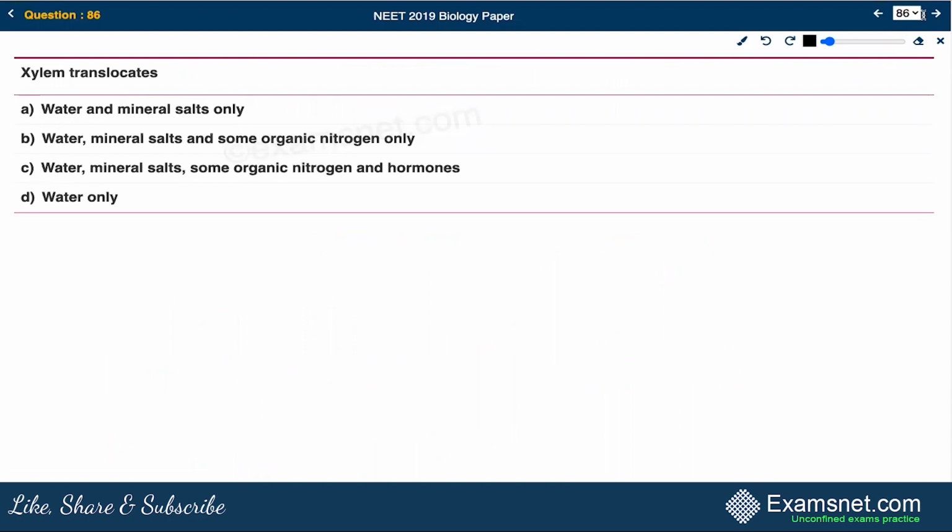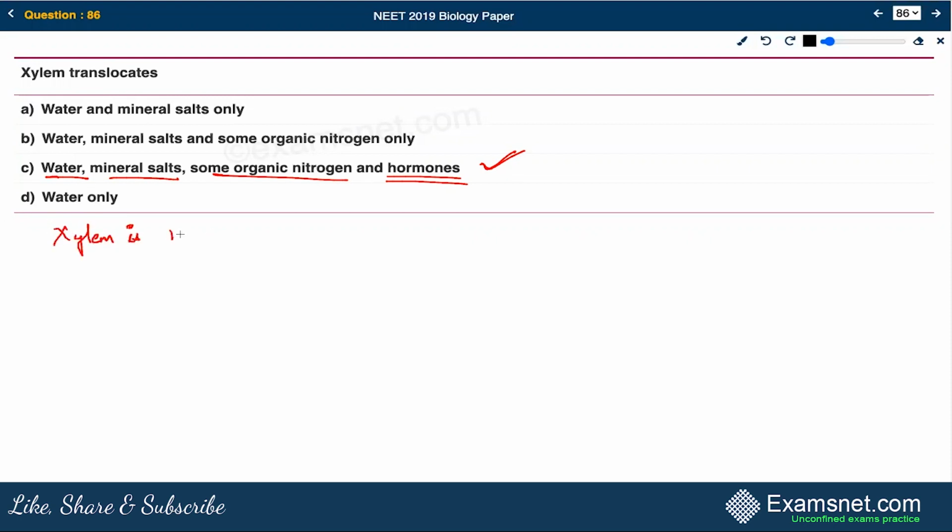Let's move on to the next question, which is question number 86. Now, question number 86 says that xylem translocates. Okay, so xylem is one such conducting tissue, complex permanent tissue, which is primarily responsible for not only translocating water and minerals, but it also translocates all the dissolved constituents in it. And all those dissolved constituents include water, minerals, some organic nitrogen, and some of the dissolved hormones also.